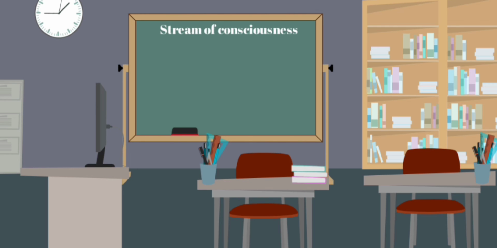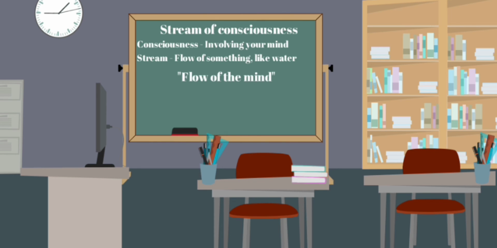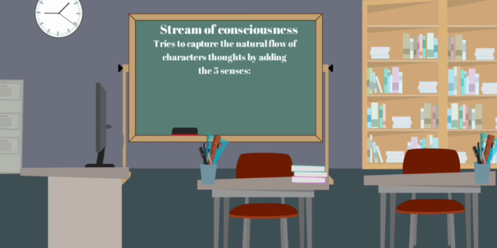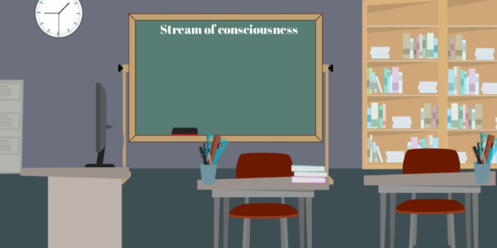Stream of consciousness. Consciousness is usually referred to when involving your mind and thoughts. Stream is usually referring to the flow of something, like water. So combining those would form something like flow of the mind, which is pretty close to the actual definition, narration that describes the flow of thoughts in characters' minds. Stream of consciousness tries to capture the natural flow of characters' thoughts, often by adding the five senses, like sight, touch, smell, taste, and hearing. For example, My Hero Academia Season 1, Episode 1, they show this.